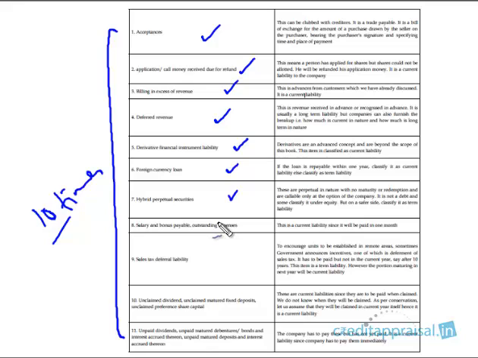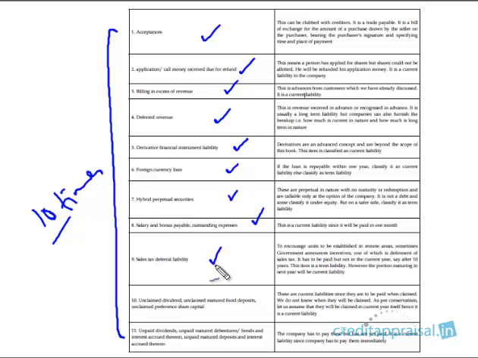Hybrid perpetual securities are again a rare item, usually in very big companies. These are perpetual in nature, meaning there is no maturity or redemption. They are callable only at the option of the company. It's not a debt, and some classify it under equity, but to be on the safe side, we can classify it as a term liability. Salary, bonus payable and outstanding expenses are all current liabilities, because these payments have to be made within one month, as salary payment is a monthly payment.